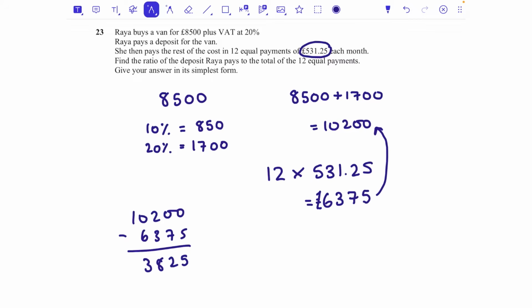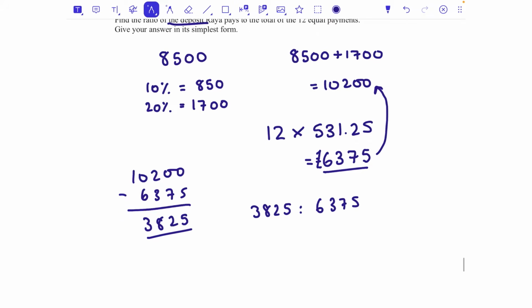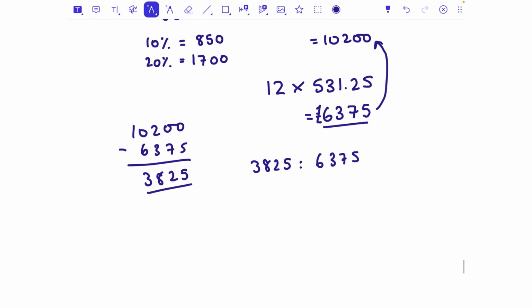3,825. So if we want now, as a ratio, the deposit, 3,825, to the total of the 12 monthly payments, 6,375, that's this, then we now need to simplify that. So we can simplify it by thinking, okay, what times table are they both in? We could divide both by 5, we could divide both by 25, looking at the end of those numbers, okay? And we could do that and we could just keep going until we can't simplify anymore.